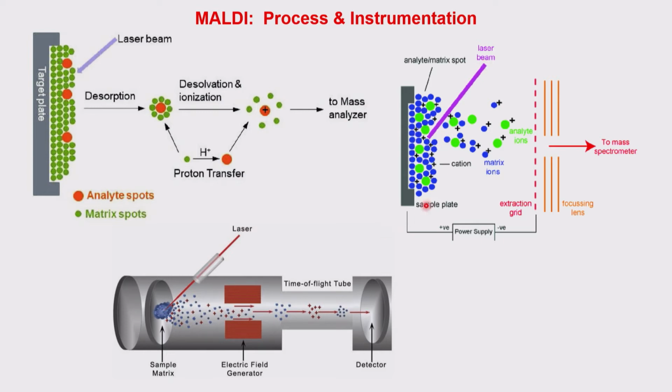The same thing is shown here, and you have the sample along with the matrix and the beam of light, and then you have differently charged species, and then these are further ionized and allowed to go into the mass spectrometer. These things can come out as a time of flight. So you have your sample, your desorbed species, your ionization, and then an electric field which will deflect these things, and then you have a time taken to reach the detector.